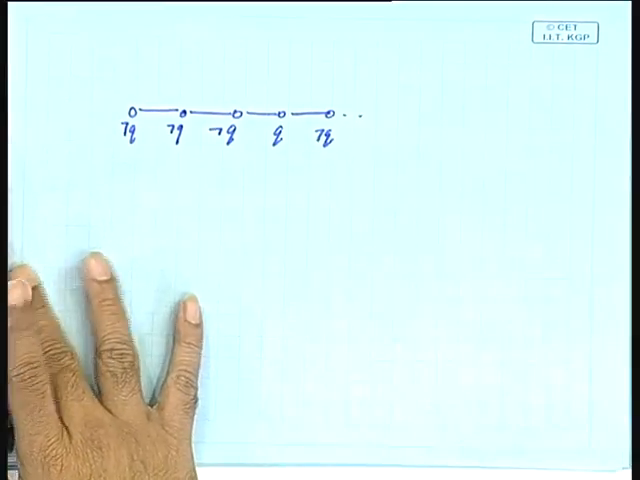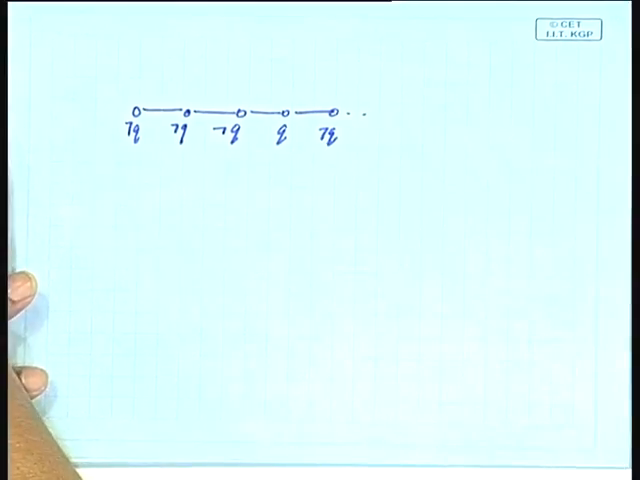So, we start from this start state, this state. Can I have the computer please? Can I have the computer please?